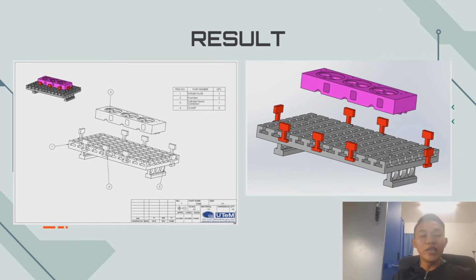Now I'm going to explain the full assembly of this component, which consists of the fixture plate, the workpiece, in this case a cylinder block, and the last part, the clamp. The fixture plate dimension is 400 by 700 by 51 millimeters. The material for the fixture plate and the clamp is mild steel.